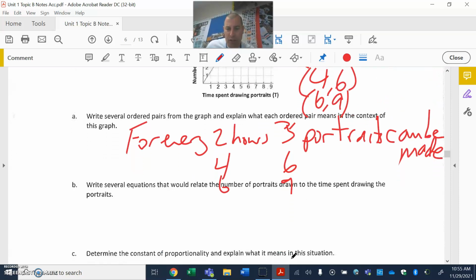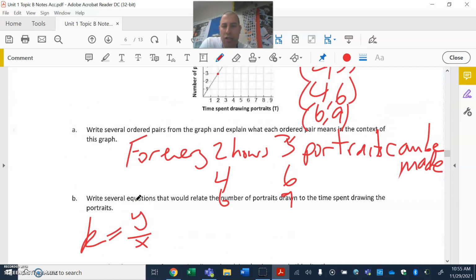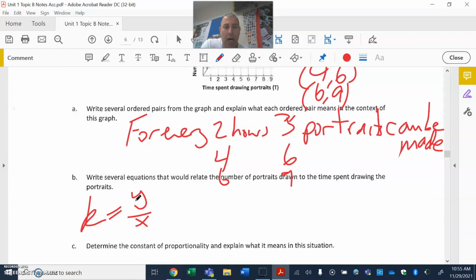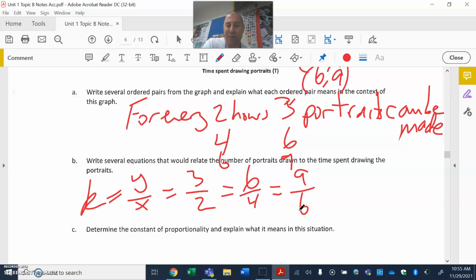Write several equations that would relate them. Well, we know our constant is y divided by x. So we use our graph and we can see there are our x's. The x is our time, and the y is the portraits. So when I look at some of these, I'm going to have a 3 over 2. I'm going to have a 6 over 4, which simplifies to 3 over 2. I'm going to have a 9 over 6, which again simplifies to 3 over 2.